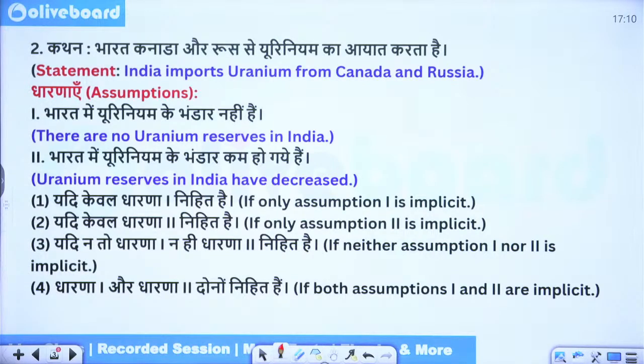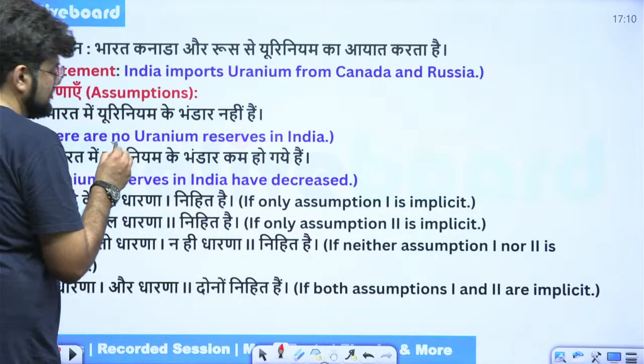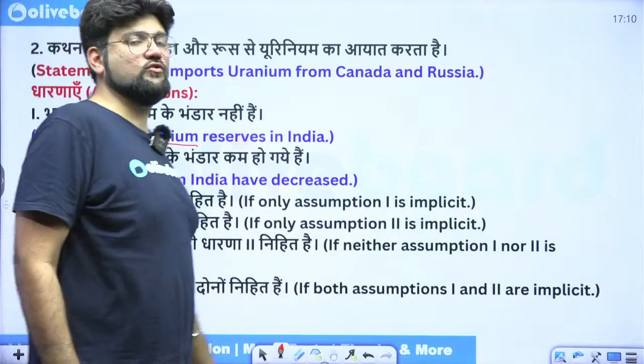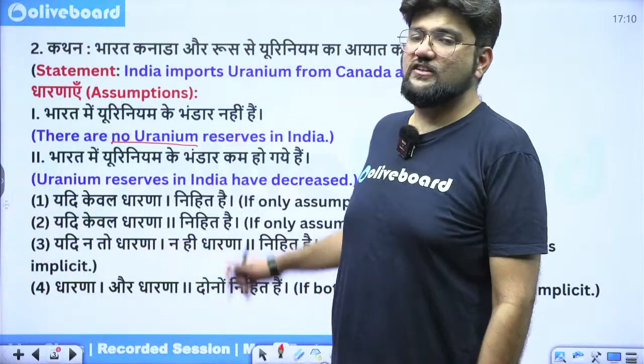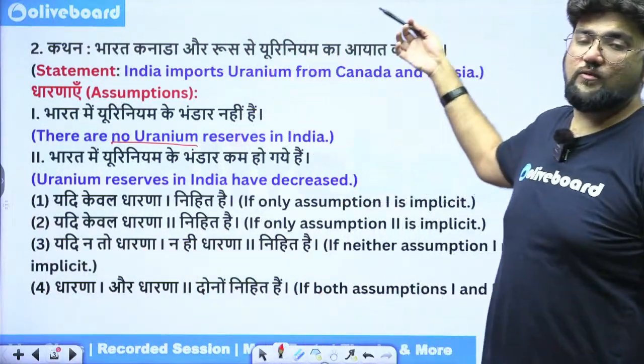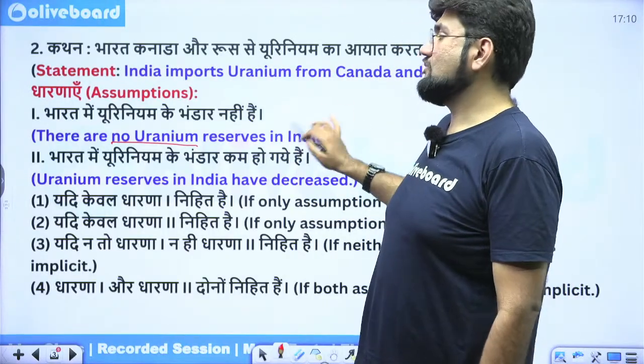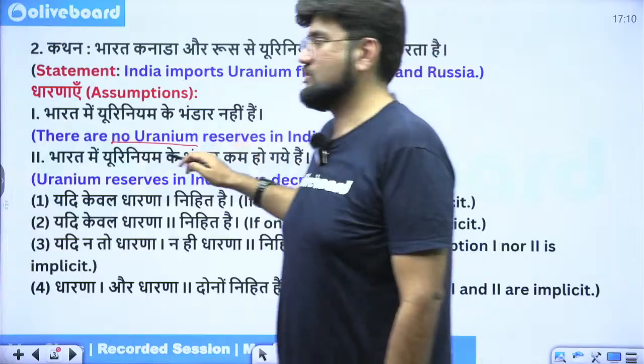India imports uranium from Canada and Russia. Okay, there are no uranium reserves in India. The author is thinking there are no uranium reserves in India. That is why India is importing uranium from Canada and Russia. So that is where this becomes challenging. This is a very specific assumption. It's not a very basic or very obvious thing.